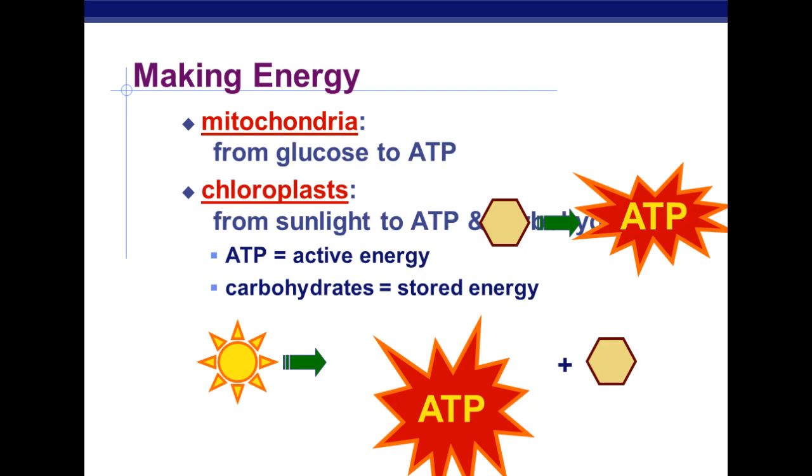Now let's move on to energy production. It makes sense that cells must convert incoming energy to forms they can use for work. Write in your notes that the two organelles most responsible for energy management are the mitochondria and the chloroplast, and that since plants are autotrophs, they have both of these organelles, and because animals are heterotrophs, they do not have chloroplasts, only mitochondria. That's an important distinction to make.